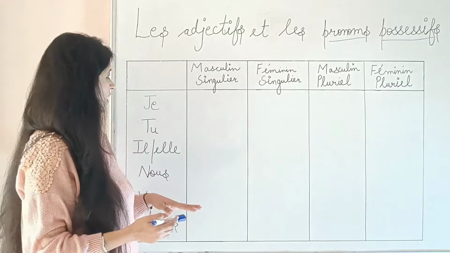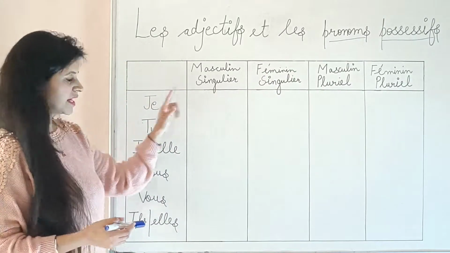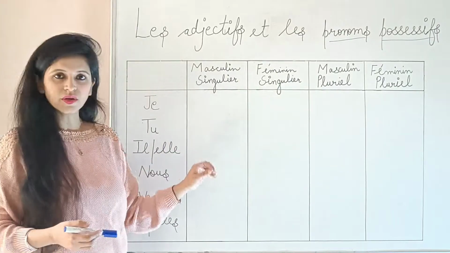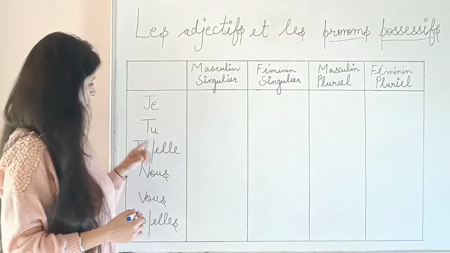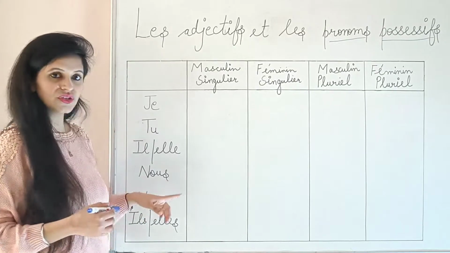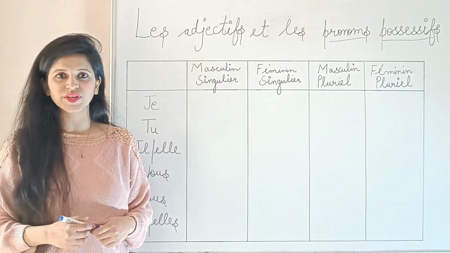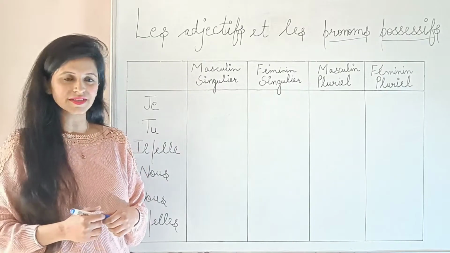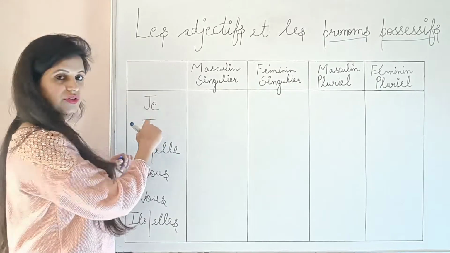Okay, so let's quickly start with pronoun possessive in this video. I have already made the table. You can also make it in your notebook, and let's quickly jump into today's video. So you can see on the left side, I have written all the subject pronouns, and I will be starting the table along with you. Okay, so let's start. The subject pronoun je. What are we going to write with je?